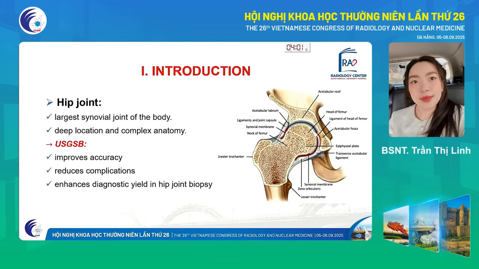About the hip joint. The hip joint is one of the largest and most important joints of the body with deep location and complex anatomy. Ultrasound guidance facilitates accurate needle placement, reduces complication rate, and enhances diagnostic yield in synovial biopsy of the hip.